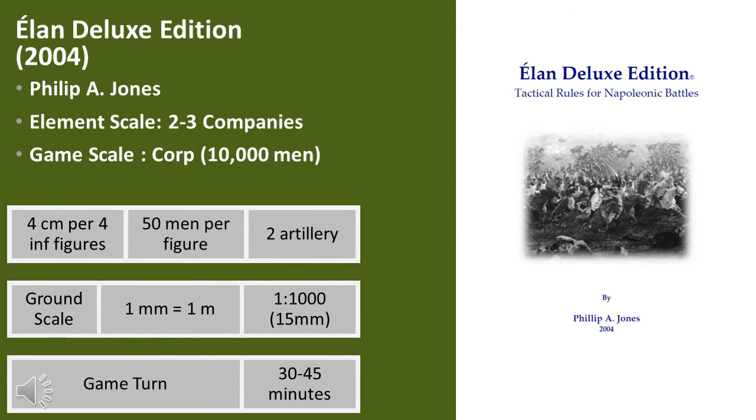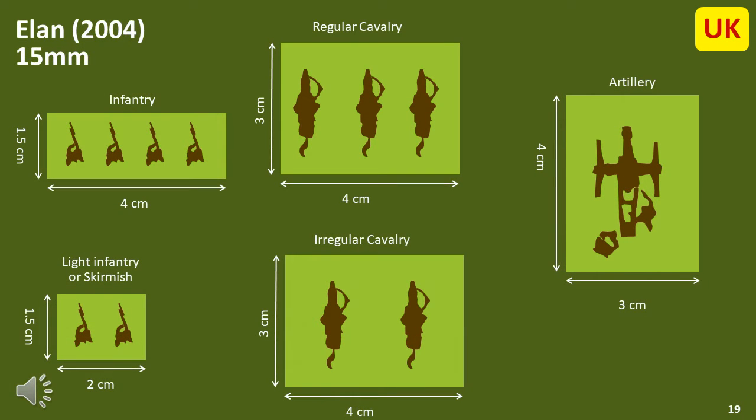Elan Deluxe Edition are freeware rules from Australia, which are surprisingly complete and detailed, but like many freeware rules, when the author moved on, they tended to lose interest and tended to disappear. The basing system for Elan was very similar to WRG, so it can be classed as a UK basing system set of rules.